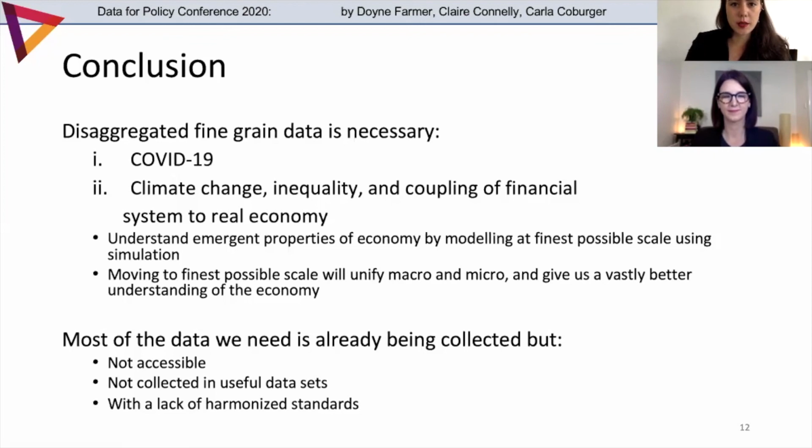The second issue is climate change, a crisis that is so complex and involves so many areas of our social lives, our economies, and our environment that it is no longer sufficient to have aggregated data. Disaggregated fine-grained data is the only chance for us to understand the emergent properties of our economies by modeling our economies at the finest possible scale and using simulations unifying macro and microeconomics and provide us a vastly better understanding of our economies. We therefore need harmonized, interlinking, anonymized, fine-grained data sets that are standardized both in terms of measurements and format.